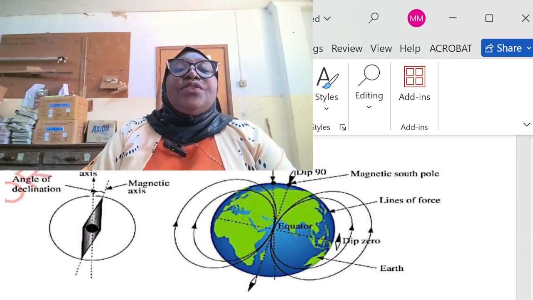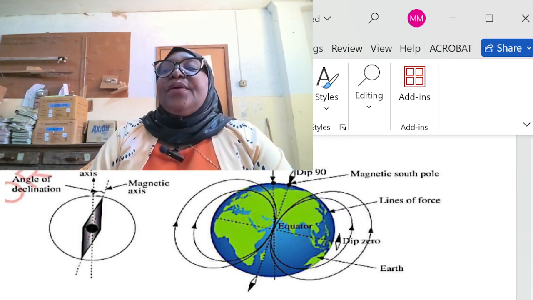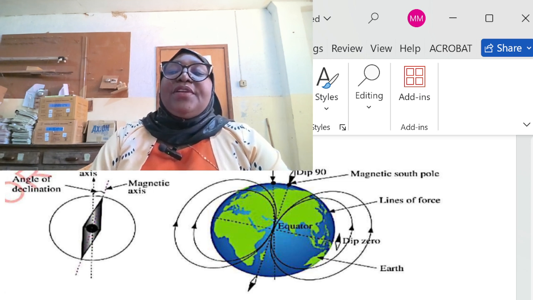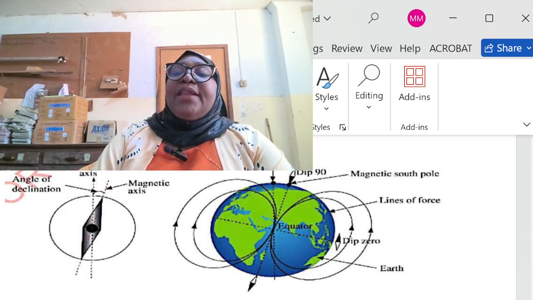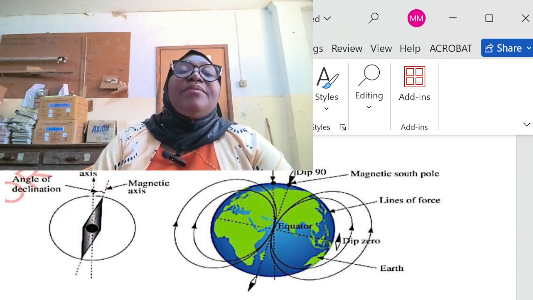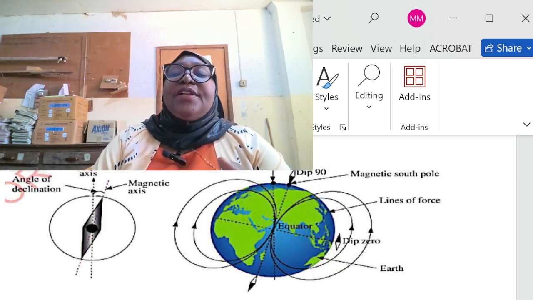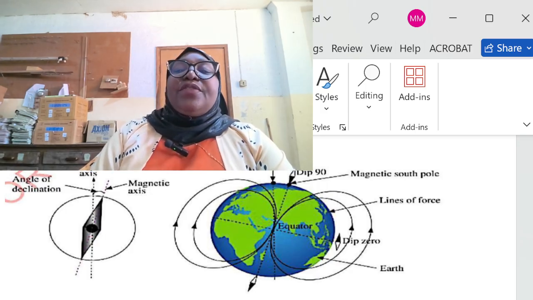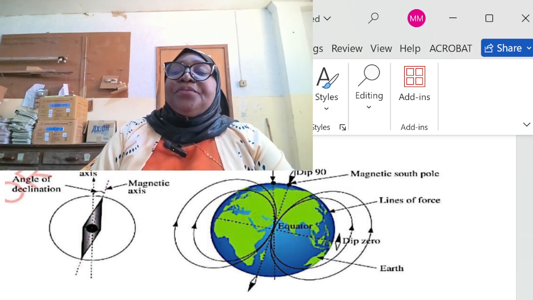Also, we have the horizontal component of the Earth's magnetic field. This is the total component of the magnetic field along the horizontal direction of the magnetic meridian.